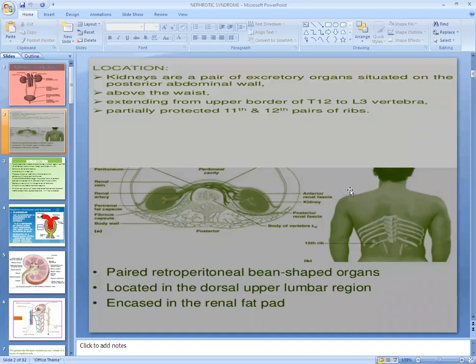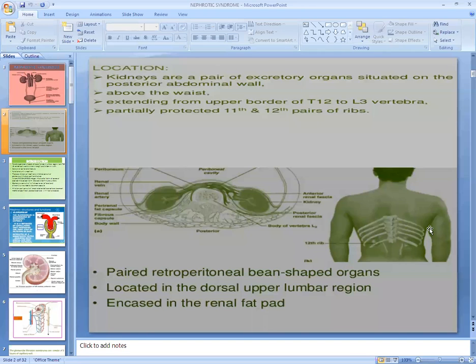So extending from upper border of T12 to L3 vertebra, and it is partially protected by 11 and 12 pairs of ribs. This is the loin area, the area of the kidney protected by ribs. The level is from T12 to L3.